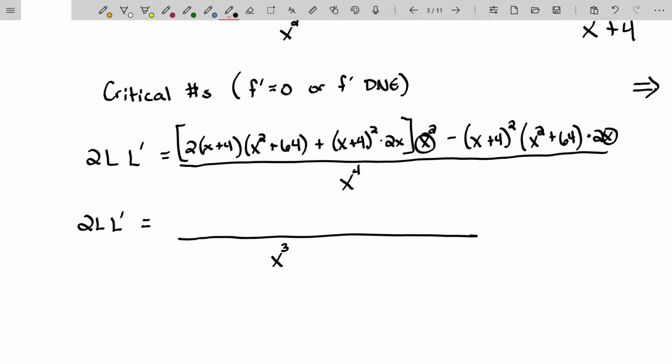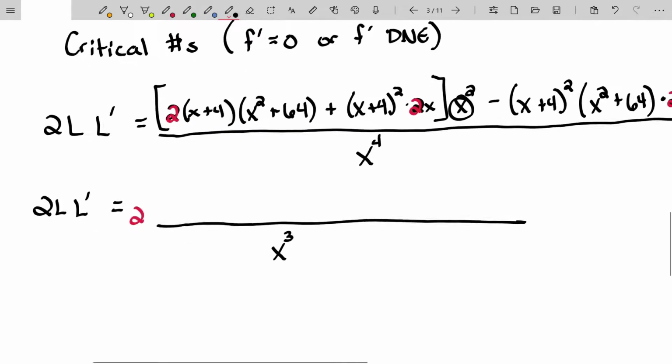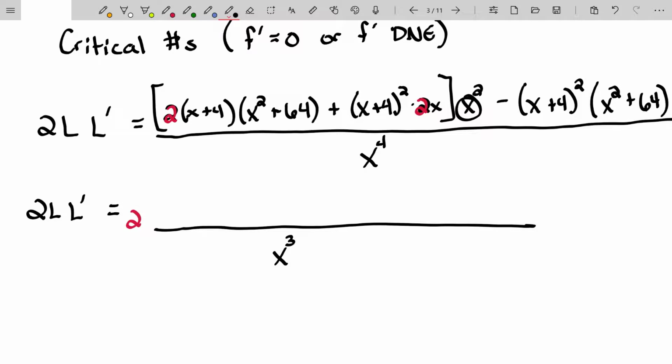Each of those terms, I'll use red to showcase it. This term has a 2, that has a 2. So a 2 can be factored out of that group, and a 2 can be factored out of that group. So I'm going to write that 2 out front. You can probably see why. I'm going to cancel it with that 2 in a moment. I'm not going to do a ton more factoring, except for in this bracketed group right here, I'll factor out an x plus 4. And I'm left with an x squared plus 64 plus x plus 4 times x.